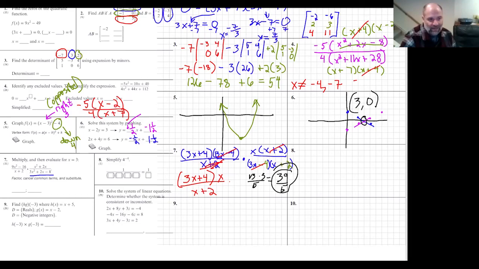All right, number 8 is pretty simple. When you have a negative exponent, that's just, remember, you flip it. So that's just 1 over 4 to the positive 4th. So that's just 1 over 4 times 4 times 4 times 4. So that's 16 times 16, which is 1 over 256. The one on the test is going to be very similar.